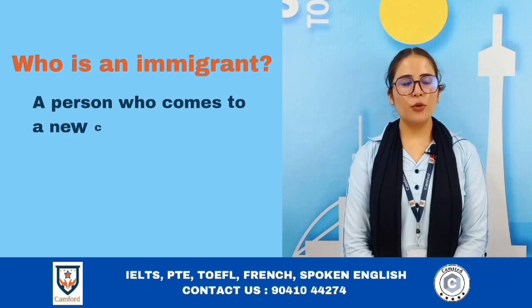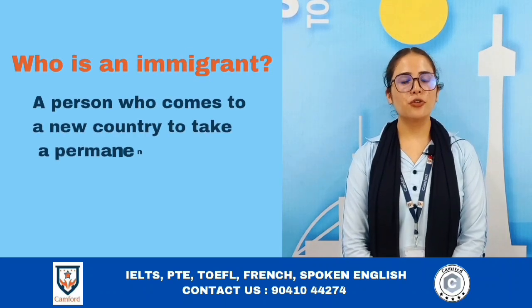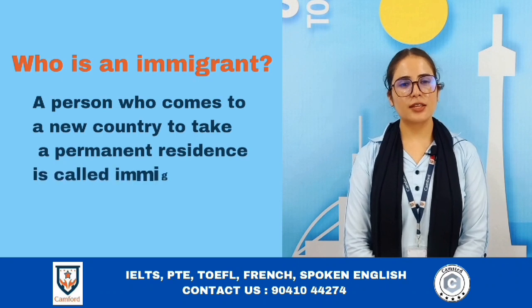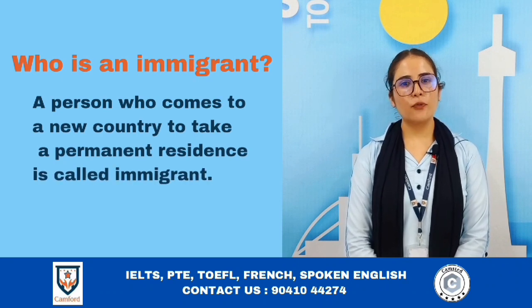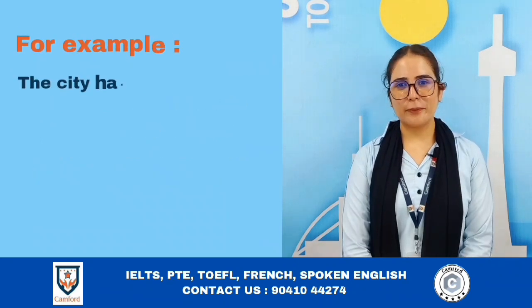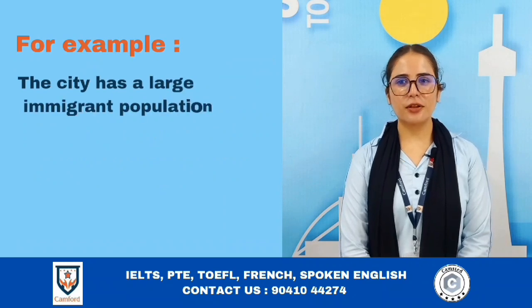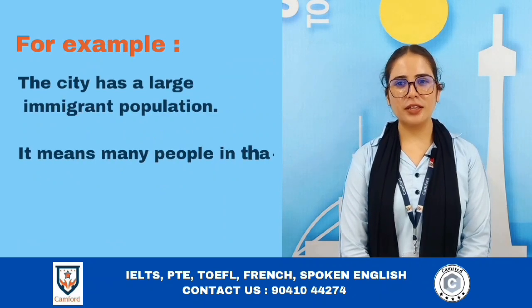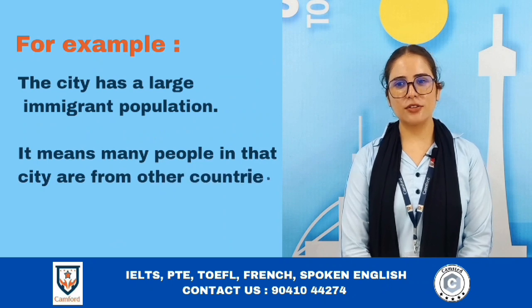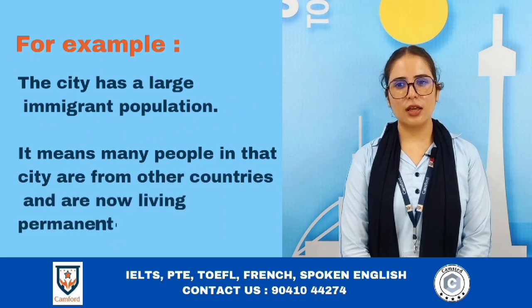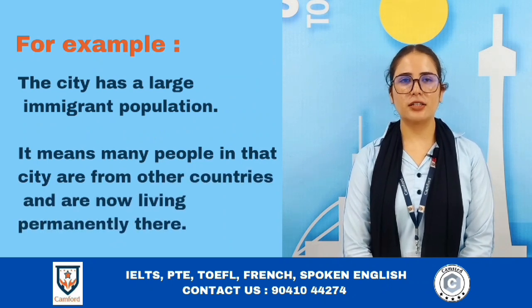A person who comes to a new country to take permanent residence is called an immigrant, the word with I. For example, the city has a large immigrant population. It means many people in that city are from other countries and are now living permanently there.